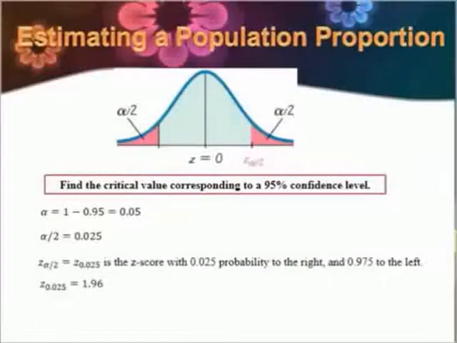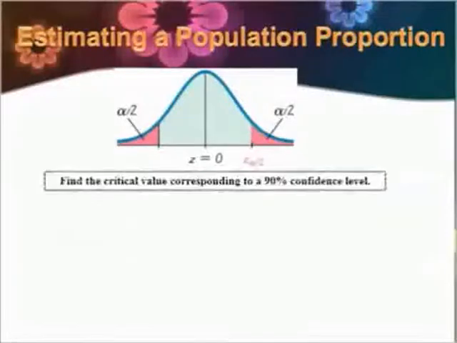So we found the z-score that has 0.975 to the left or 0.025 to the right is 1.96. So the critical value corresponding to a 95% confidence level is 1.96. Find the critical value corresponding to a 90% confidence level. We'll do the same thing. Now there's 10% or 0.1 to be split up into the two tails. So we have 0.1 is our alpha, and if we divide that by 2 into the two tails, we'll have 0.05 as our alpha over 2.